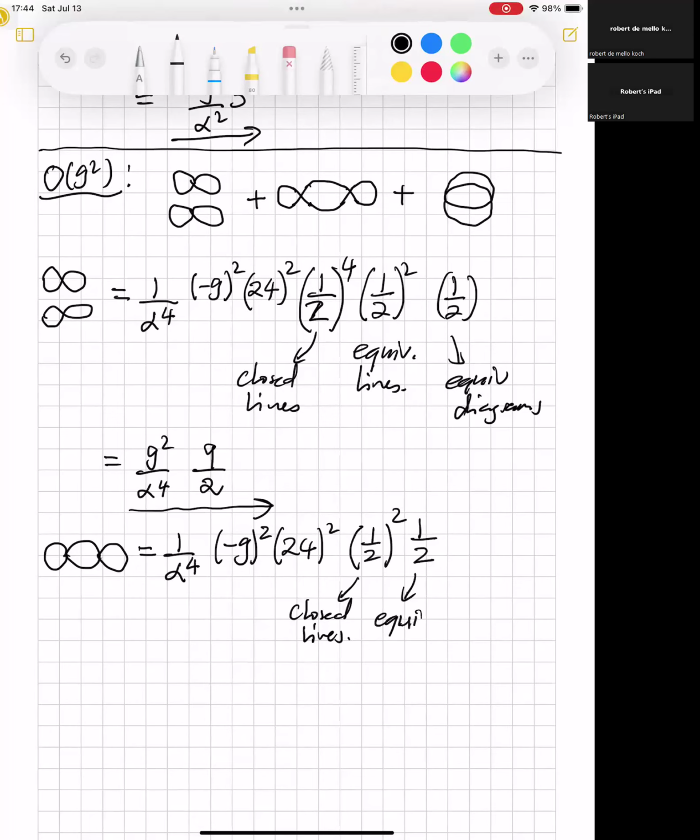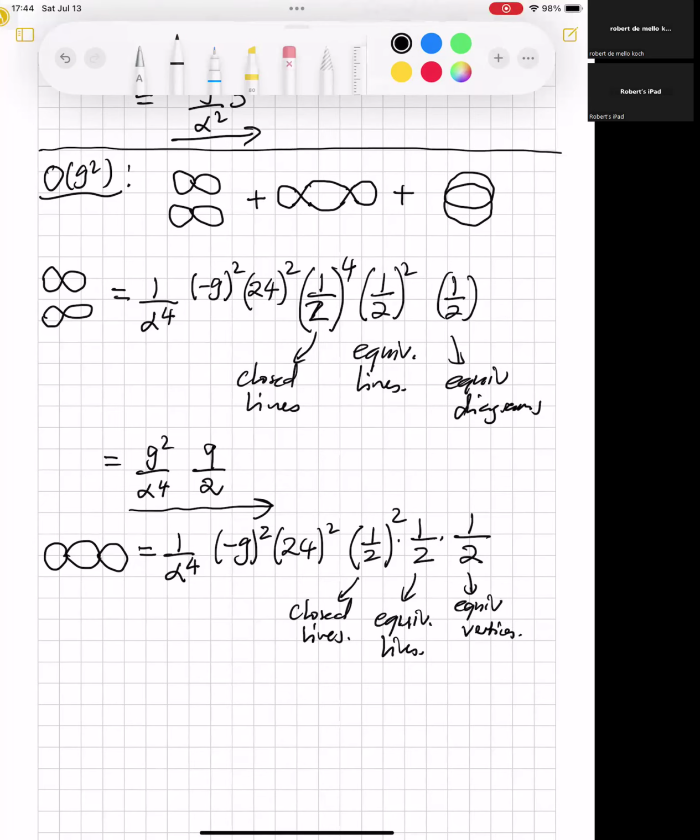And then finally, are there any equivalent diagrams? Well, there is only one diagram. But for equivalent vertices, yes, there are 2 vertices that are equivalent. This vertex over here is equivalent to that vertex over there. They both have 2 of their legs closed to produce a closed loop. And the lines which run between the 2 vertices, their start and end points are unchanged if we swap the 2 vertices. So there are 2 equivalent vertices, and this factor here is for equivalent vertices.